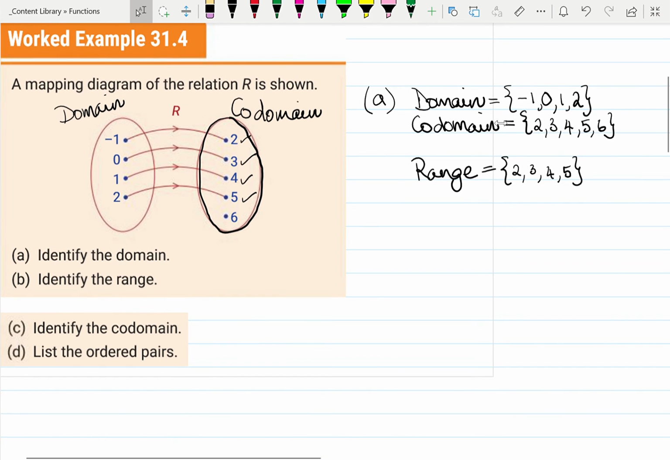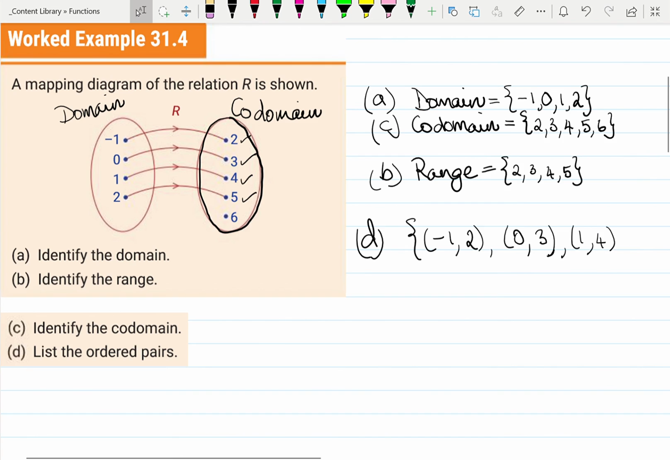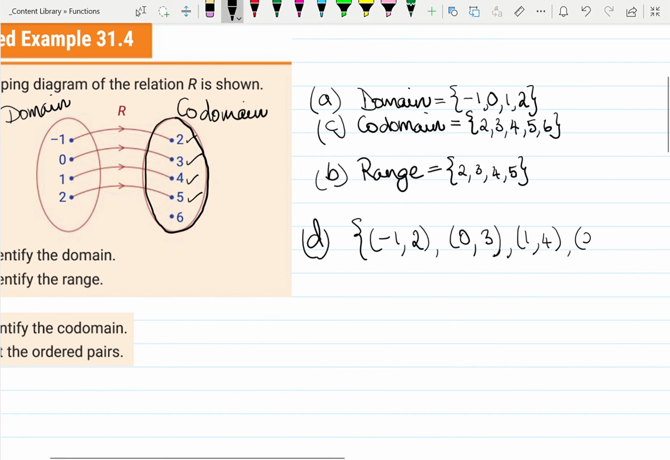Okay, and then there's one last question that they want us to do, and they want us to list the ordered pairs. So we're just going to list the linked couples in this set. So -1 is linked to 2, 0 is linked to 3, 1 is linked to 4, and 2 is mapped to 5. And so that's the ordered pairs, the list of couples for this function.